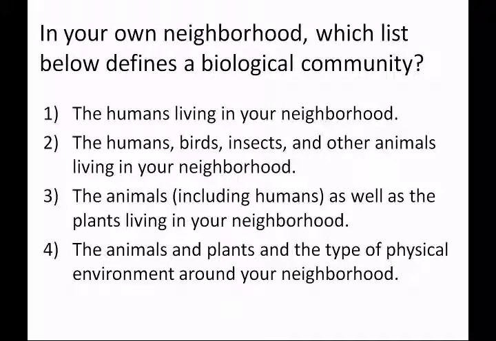So if I were to ask you a question like this on your test, in your own neighborhood, which list below defines a biological community? Take a minute to look through that and see which one defines community. Okay, so as you're finishing up reading that, what's the consensus?